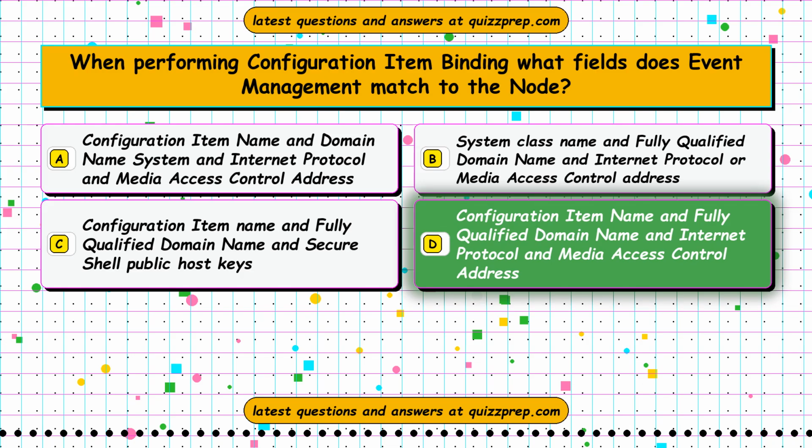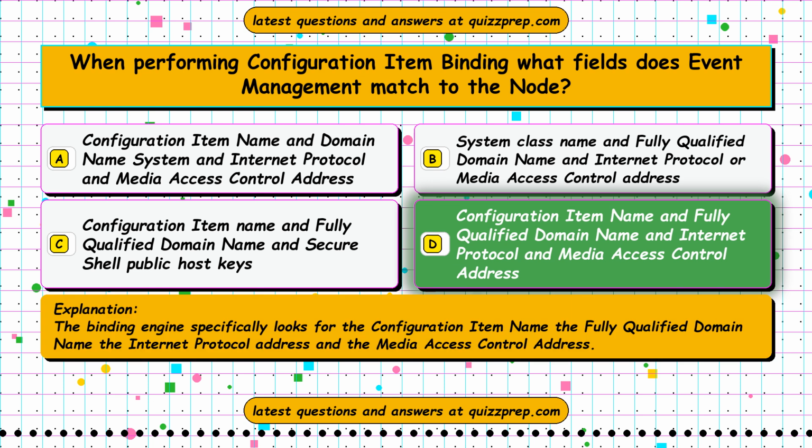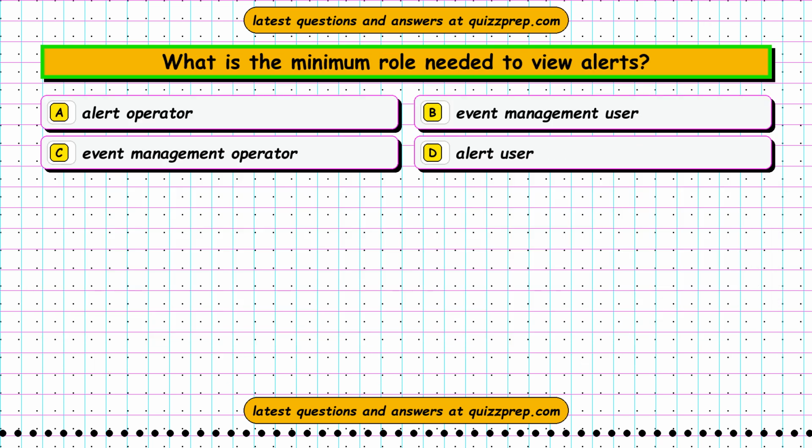The correct answer is option D, configuration item name and fully qualified domain name and internet protocol and media access control address. The binding engine specifically looks for the configuration item name, the fully qualified domain name, the internet protocol address, and the media access control address. Question 80. What is the minimum role needed to view alerts? Option A, alert operator. Option B, event management user. Option C, event management operator. Option D, alert user.